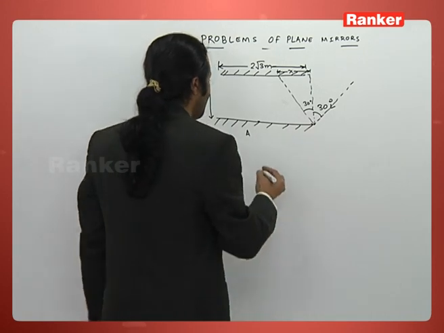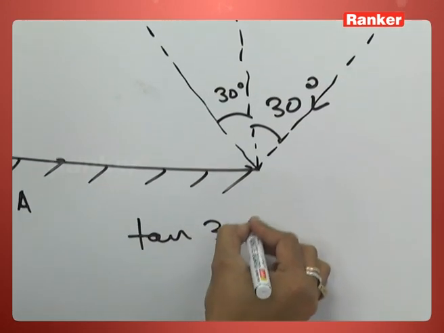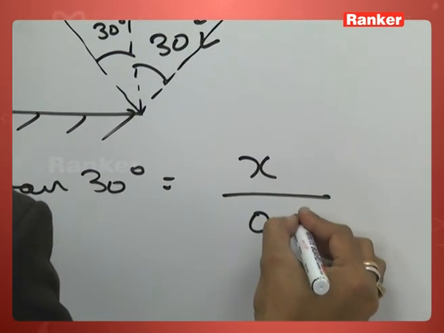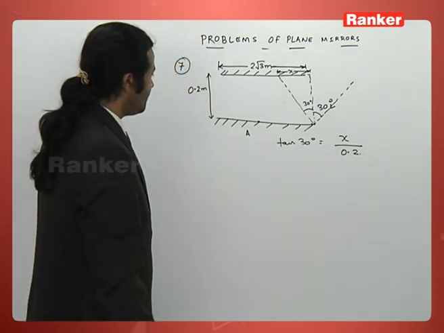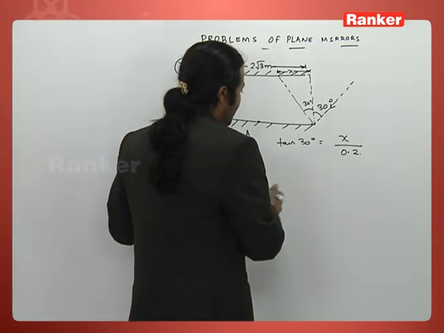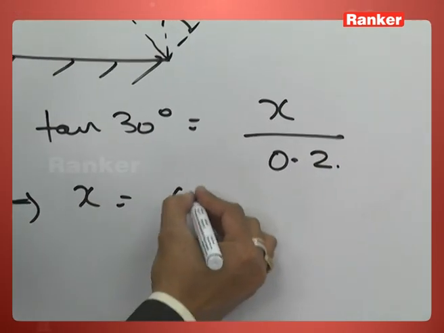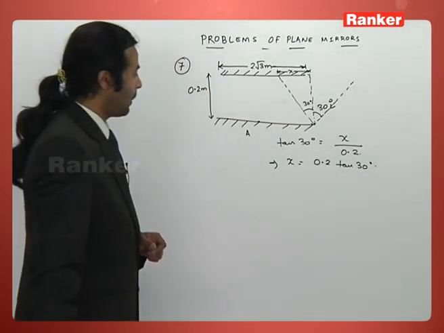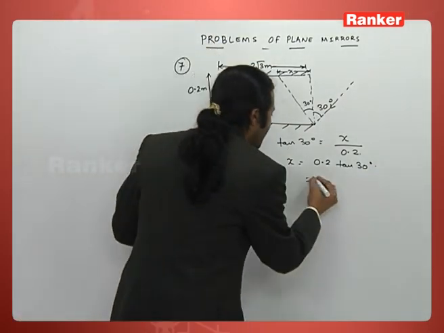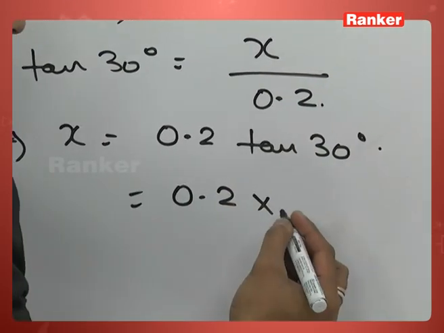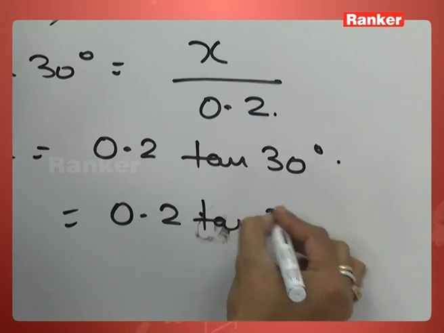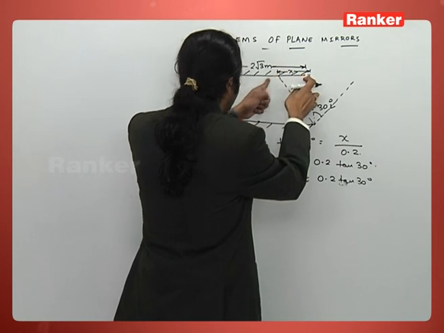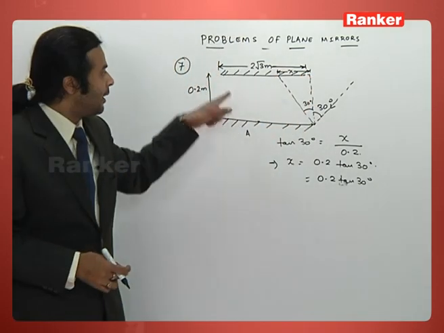We know this distance. We can write tan 30 degree is x divided by this distance, 0.2 meter, and we can write x is equal to 0.2 into tan 30 degree. Let it be like that only, later on we will substitute. Now for number of reflections, we know the length of x part and we know the total distance of the mirror. One mirror is 2 root 3.